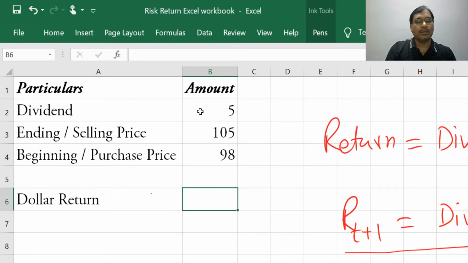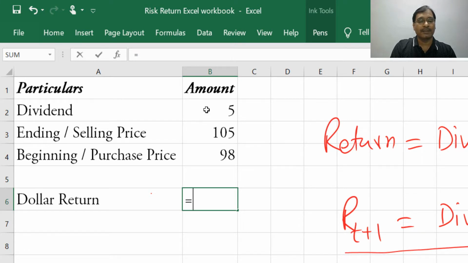Then to calculate the dollar return, opposite to dollar return, first insert the equal to sign. When you enter the equal to sign in Excel, you are instructing Excel to perform a certain calculation. So after entering the equal to sign, select the cell where your dividend amount is. So here is your dividend amount.